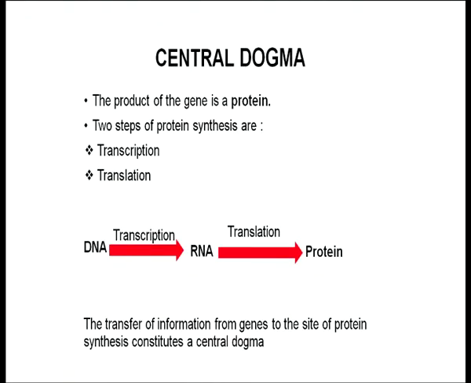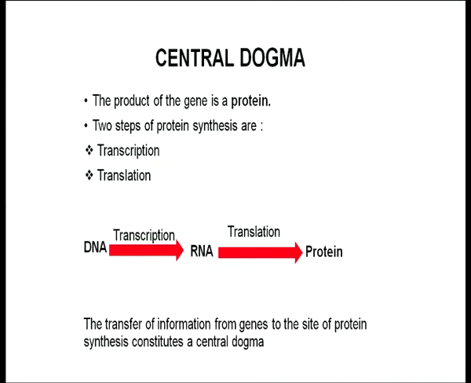Now we will move on to the next topic, that is the central dogma. What is meant by central dogma? Dogma means a truth. Central dogma is the transfer of information from the gene to the site of protein synthesis. The site of the gene in case of eukaryotes is the nucleus, and that too on the chromosome, and the site of protein synthesis actually is the cytoplasm.